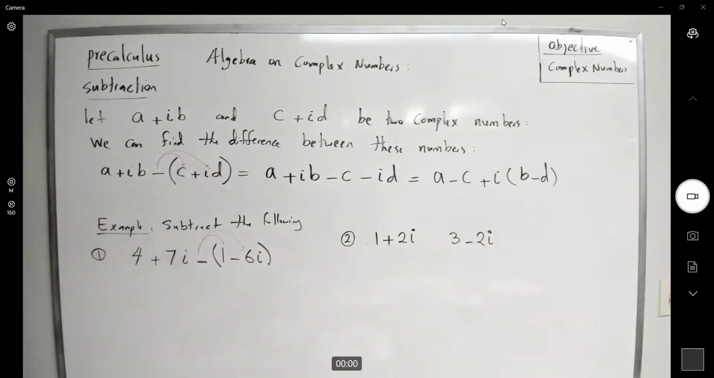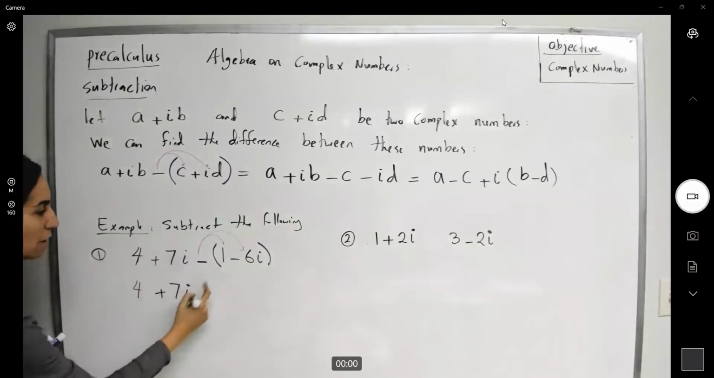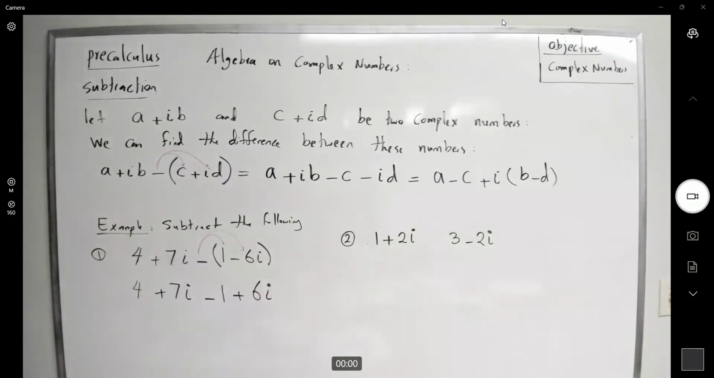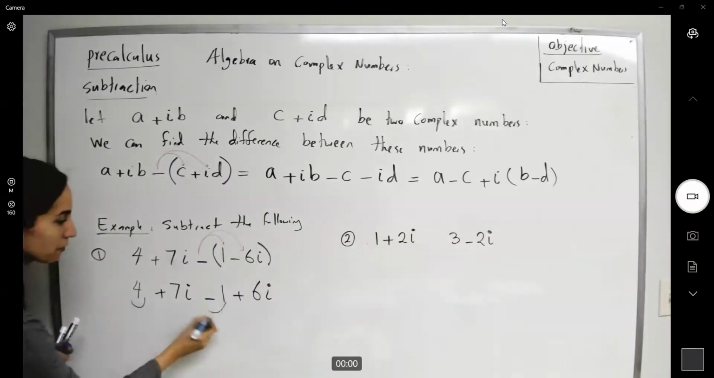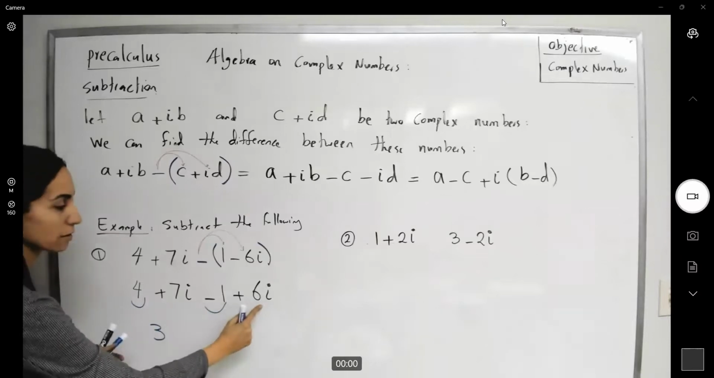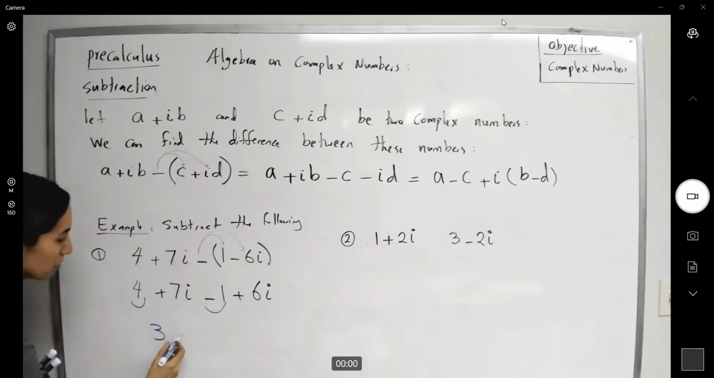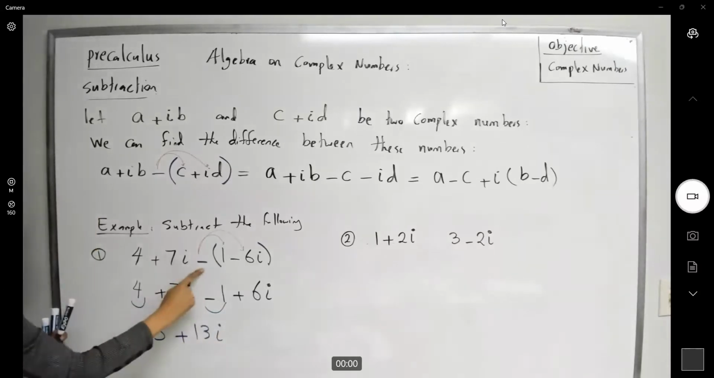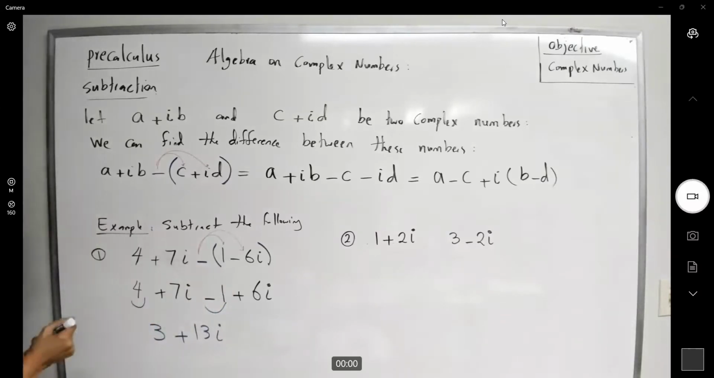Very good. So what do we have? We have 4 plus 7i minus 1 plus 6i. Very well. 4 minus 1 is 3. And 7i plus 6i is 13i. So 3 plus 13i. This is the result of subtraction between these 2 complex numbers. Let's put it into a circle so we know this is our final answer.